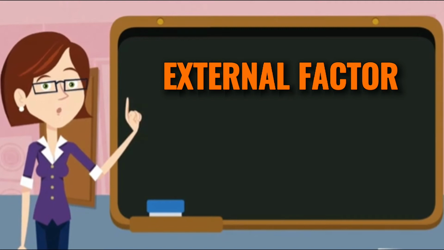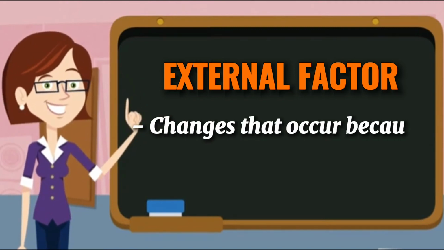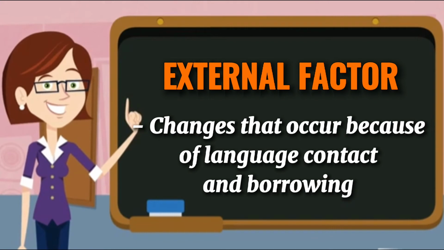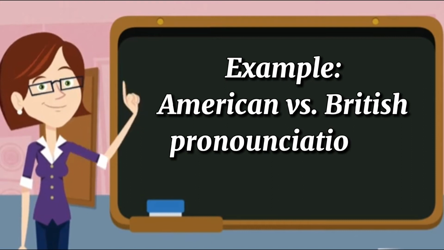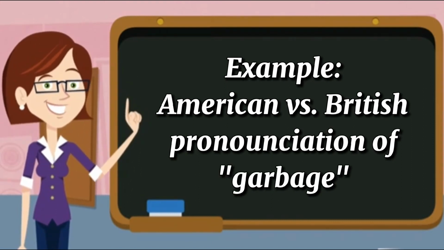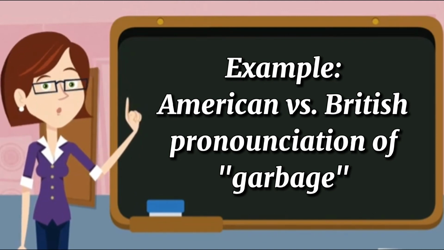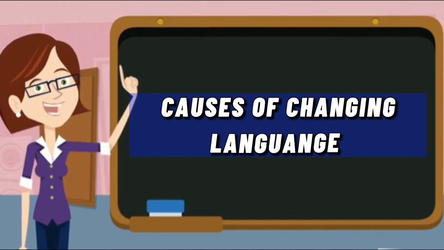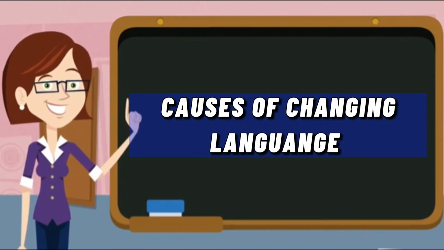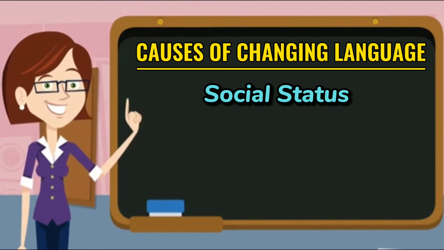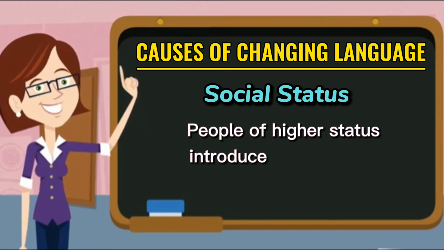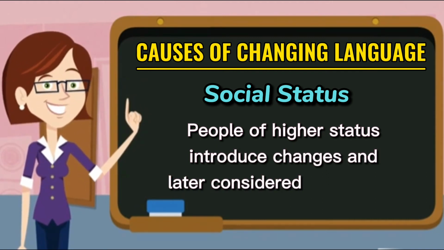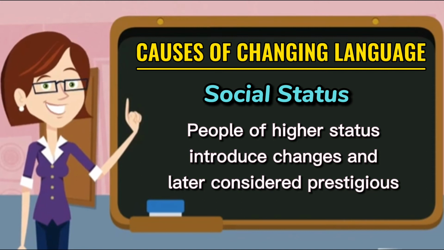External factor. External factors are changes that occur because of language contact and borrowing. Example, American versus British pronunciation of garbage. Americans pronounce it one way, while the British pronounce it another. So, what are the causes of changing language? First, social status. People of higher status introduce changes that are later considered prestigious. Example, fries, chips.